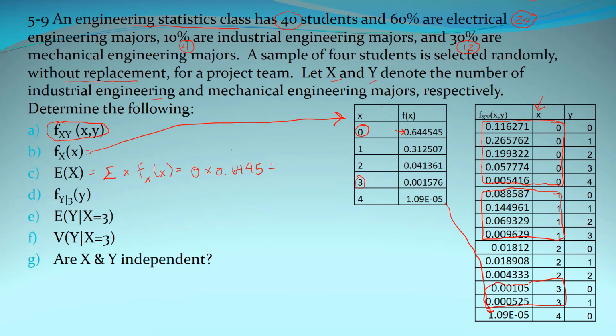So now we're going to add it to what? Well, obviously we go to the next one, which is 1, and the probability of 1 is going to be 0.312507. And then we're going to keep going through here.